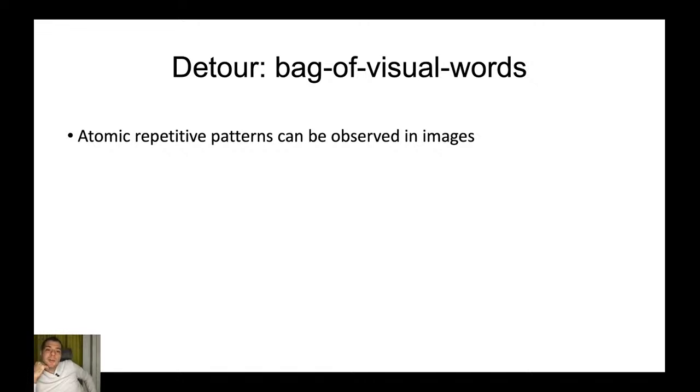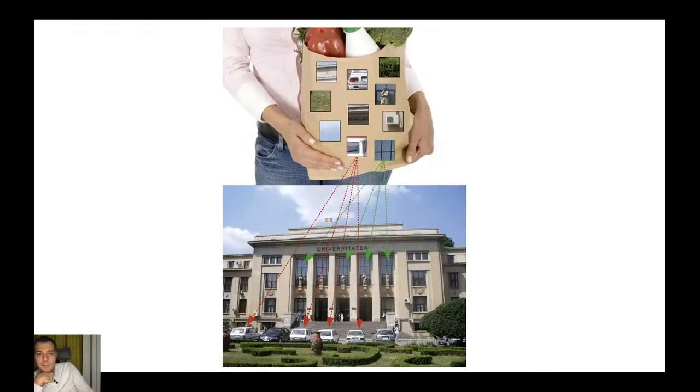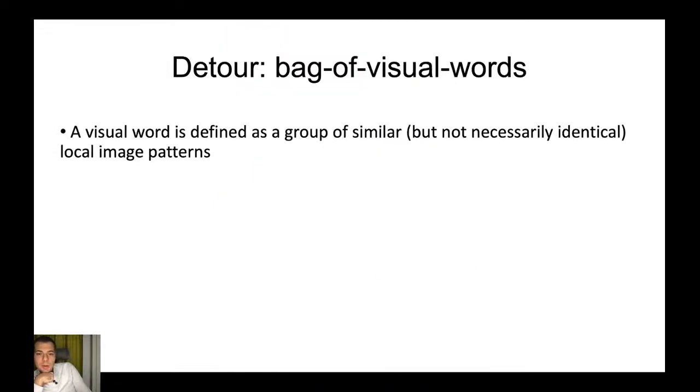Okay, so for this approach, we took inspiration from the Bag of Visual Words model, so we do a short detour. You want to identify some repetitive patterns that can be observed in images, and we know that in images, these atomic patterns are not identical in all the locations because of various illumination changes, affine transformations, and so on. So the bag of words for an image should contain representative patterns that appear a repeated number of times in the image, and a visual word should express a group of these similar but not necessarily identical local image patterns.